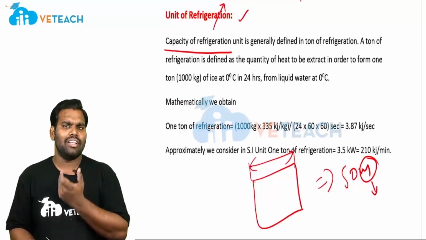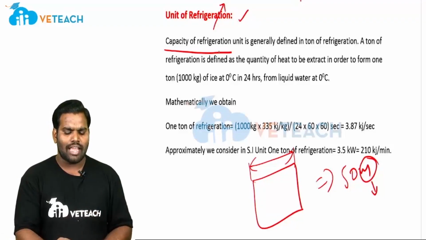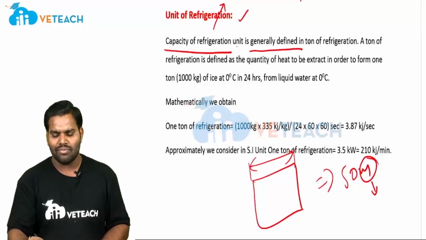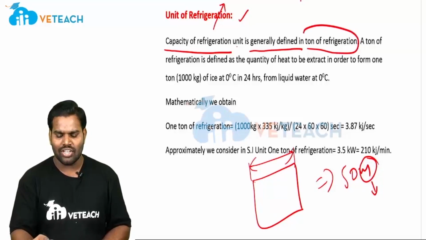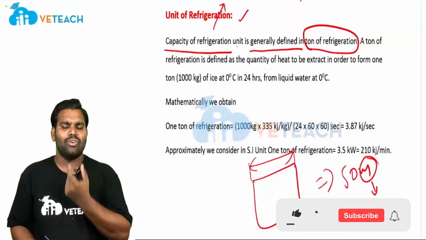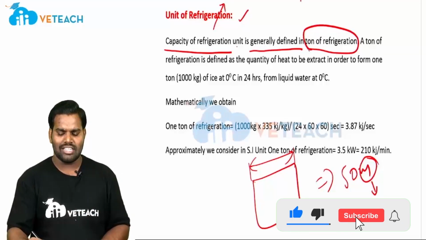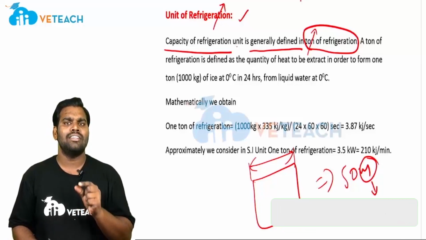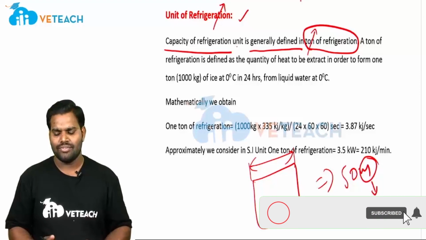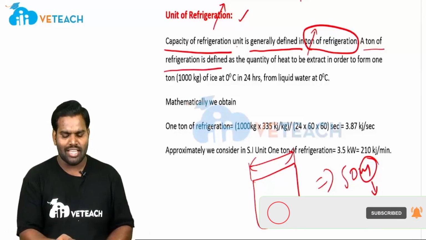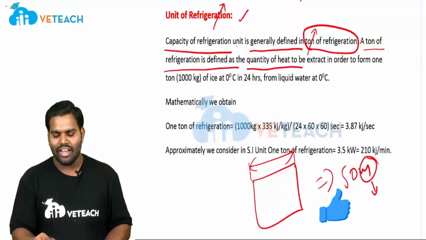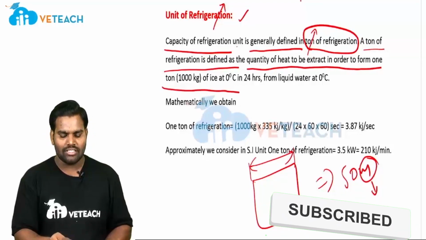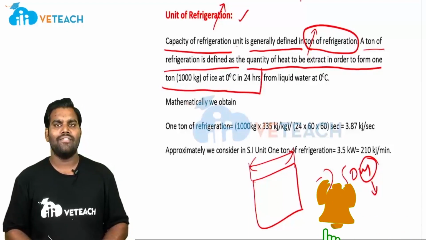The unit of refrigeration is considered as the capacity of a refrigeration unit. It is generally defined in terms of ton of refrigeration, meaning the ton of refrigeration is the unit for refrigeration. A ton of refrigeration is defined as the quantity of heat to be extracted in order to form 1 ton of ice at 0 degrees Celsius in 24 hours.